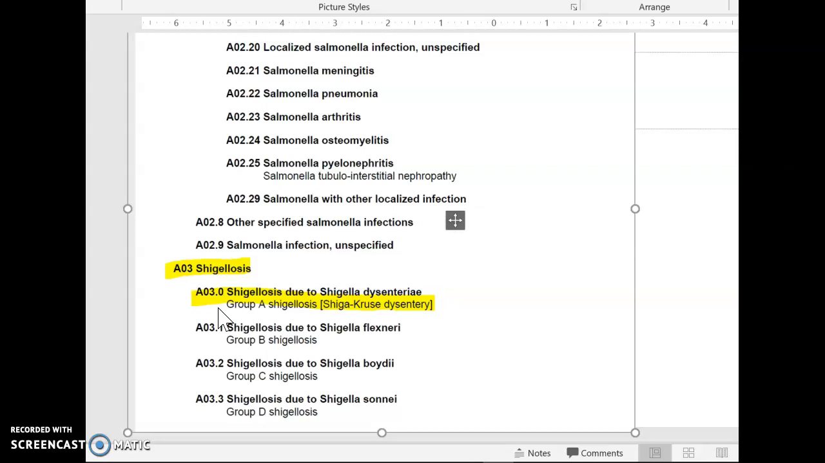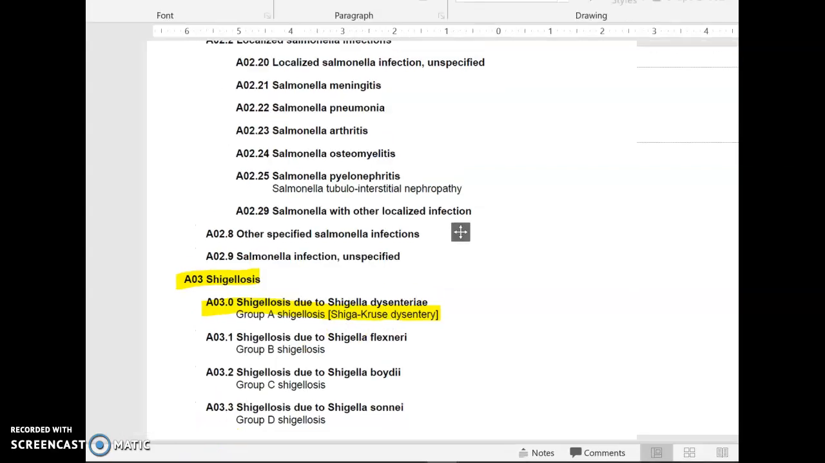Remember, if you make a mistake here and you put this code on the claim form and it gets denied by the insurance company, the doctor does not get paid. That is the key factor you have to remember as a coder. So now that I'm sure shigellosis due to Shigella dysentery, I can easily, confidently use this code to be put on the claim form and confidently file it to get a proper reimbursement.